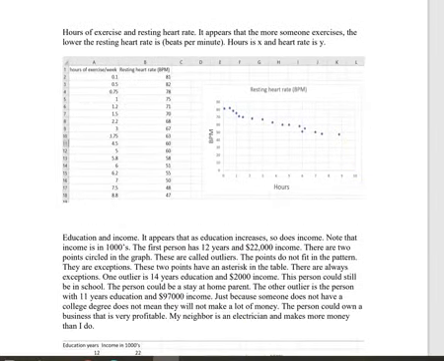Okay, what about hours of exercise and resting heart rate? Okay, so we have hours along the bottom. The heart rate is in beats per minute, BPM. And it seems that as somebody exercises more, their resting heart rate goes down. Okay, this is the resting heart rate when you're sitting still, not doing anything. Okay, and that's a good thing to have a lower resting heart rate.